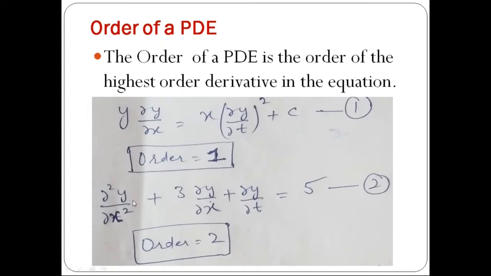Now I'm taking another example: ∂²y/∂x² + 3 ∂y/∂x + ∂y/∂t = 5. Here y depends upon x and t, or you can say y is a function of x and t. This is a partial differential equation. Why is it a partial differential equation? Because it contains partial derivatives of the dependent variable with respect to independent variables. Now, what is the order of this differential equation? It is 2, because the highest order derivative is 2. I think it is clear to all what we mean by order of a partial differential equation. It is the order of the highest order derivative in the equation.